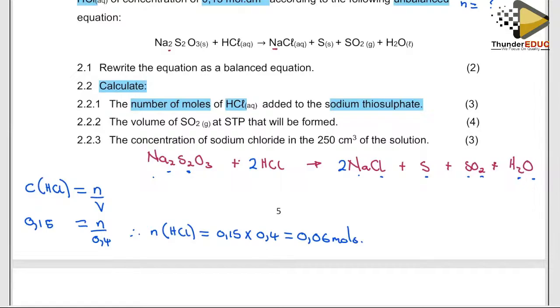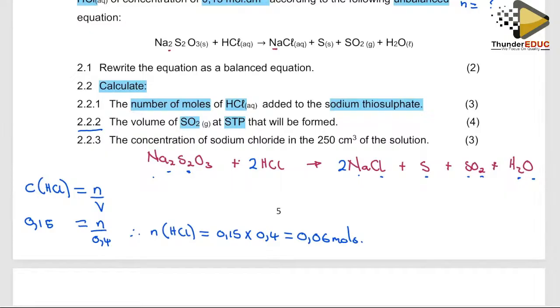Okay, then we're going to proceed to question 2.2.2. So it says here the volume of sulfur dioxide gas at STP that will be formed. So we're going to go back to the first part there that says calculate the volume of the sulfur dioxide at STP that will be formed there.